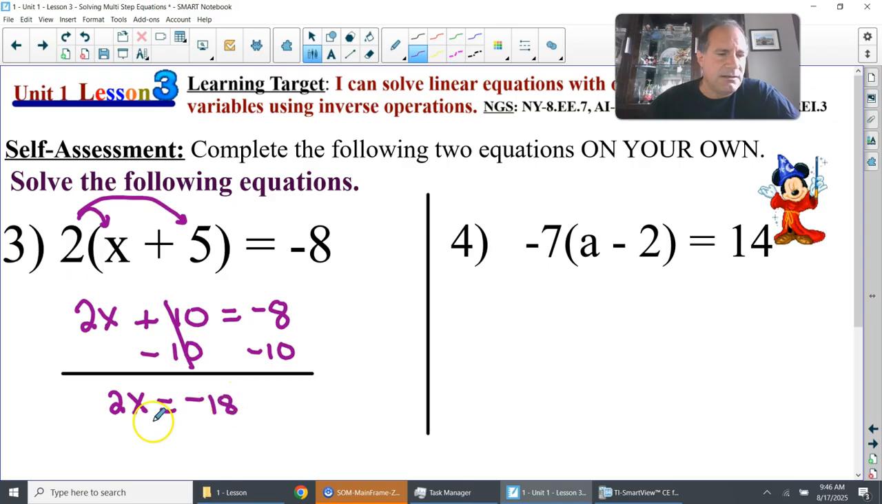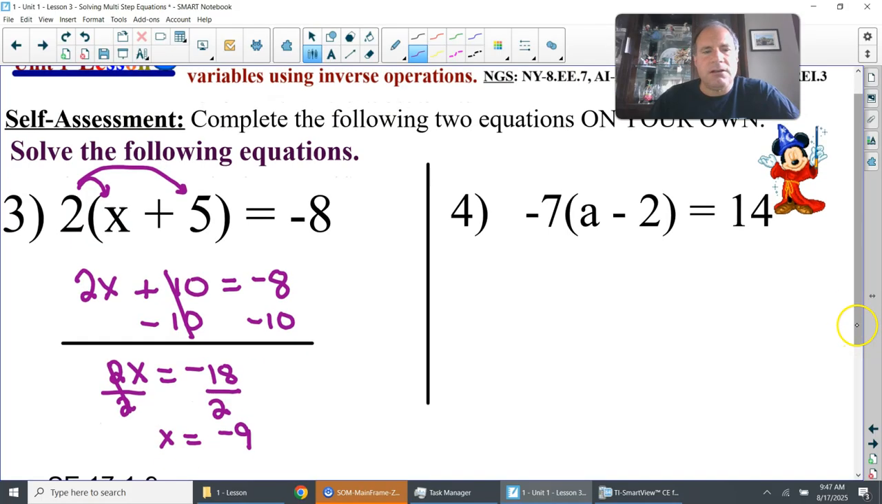It's like you're adding the numbers and keeping the sign. So you're dividing 2 on both sides because you see multiplication. The opposite of multiplication is division, and you get negative 9.